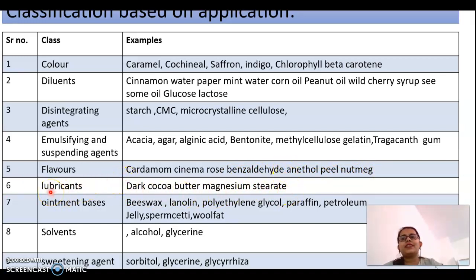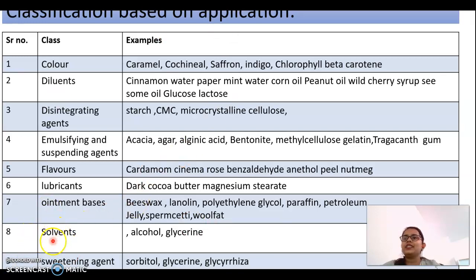Then sixth number is lubricants, that is cocoa butter, magnesium stearate, you can use as a lubricant. Followed by that ointment bases, that is beeswax, lanolin, polyethylene glycol, paraffin, petroleum jelly, spermaceti, wool fat. So ointment bases, this is very important. We can say the classification is based upon the application, because we are going to study beeswax and lanolin in detail, and mostly beeswax and lanolin are used widely in our daily practicals of pharmaceutics, as well as physical pharmacy.